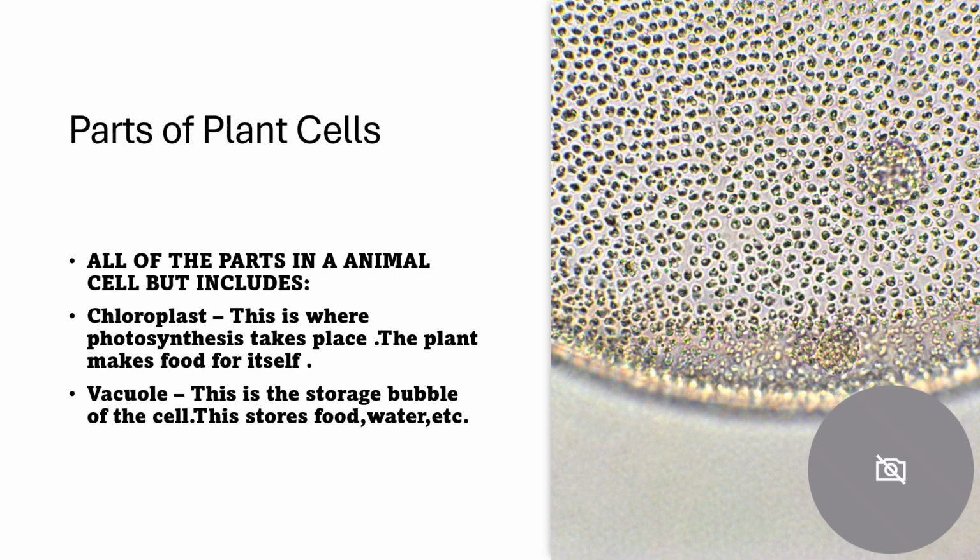Now, let's look at parts of plant cells. All of the parts in an animal cell are in a plant cell, and that's for sure. But plant cells also include chloroplast. This is where photosynthesis takes place. The plant makes food for itself. Vacuole. This is the storage bubble of the cell. This stores food, water, etc.